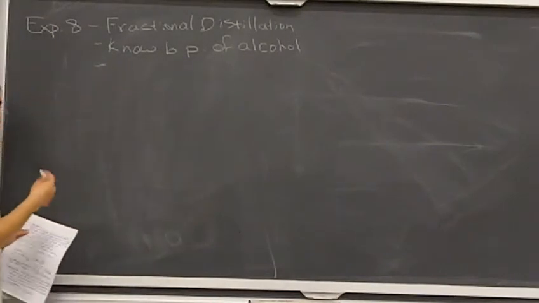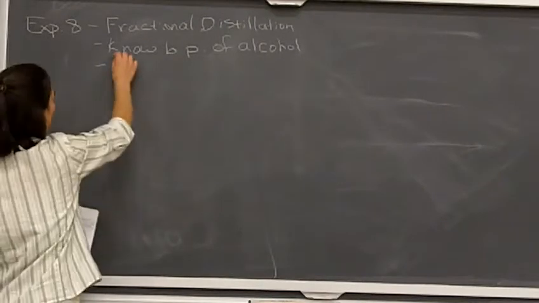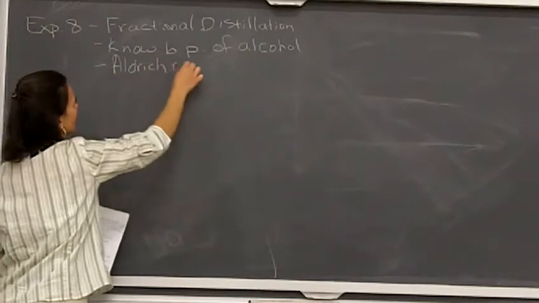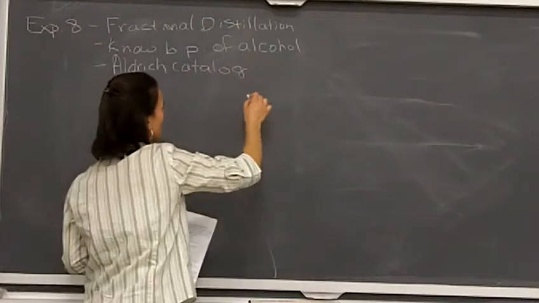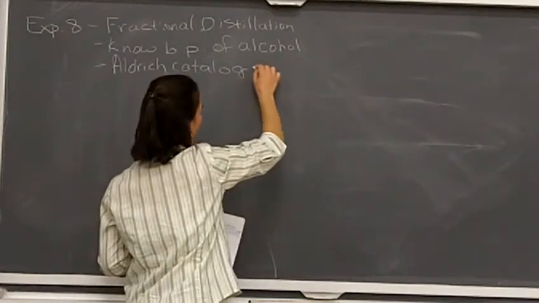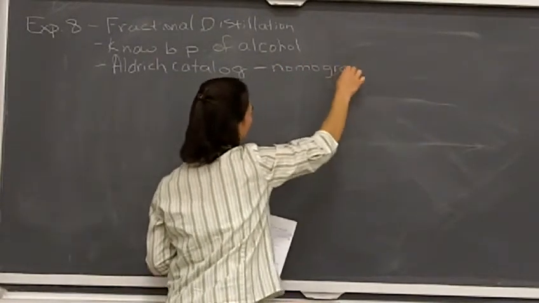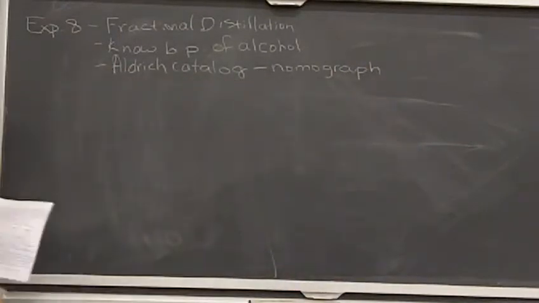If you have a boiling point that is under vacuum, so it's under 100 degrees, in the Aldrich catalog you can use what's called a nomograph, and it can help you figure out what that atmospheric boiling point is based on the pressure it was collected at, okay? So you want to look at a nomograph to translate things from vacuum boiling point to atmospheric boiling point, okay?